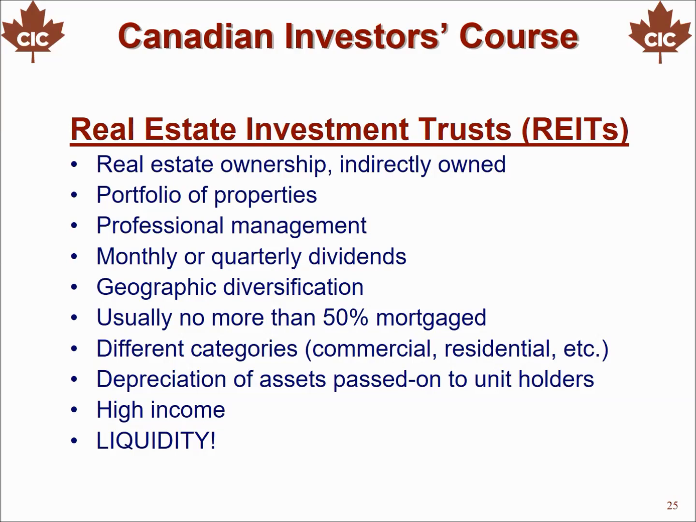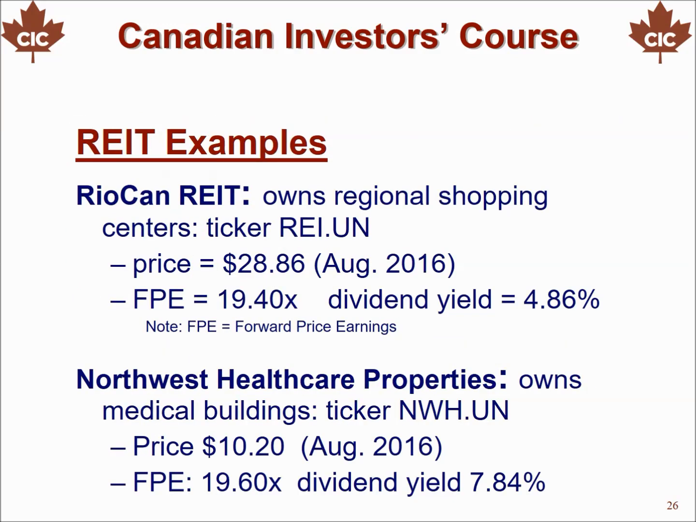A couple of REIT examples are RioCan REIT, which owns regional shopping centers, ticker REI.UN. As of August 2016, the price was $28.86, with a forward price earnings ratio of 19.4 times, and a dividend yield of 4.86%. Nice, healthy income. Then there was Northwest Healthcare Properties, which at $10.20 in August 2016 had a forward price earnings ratio of 19.6 times, again, but a dividend yield of 7.84%. These are just two examples.